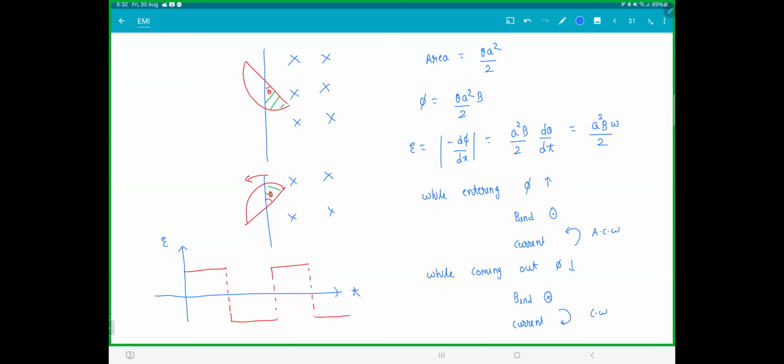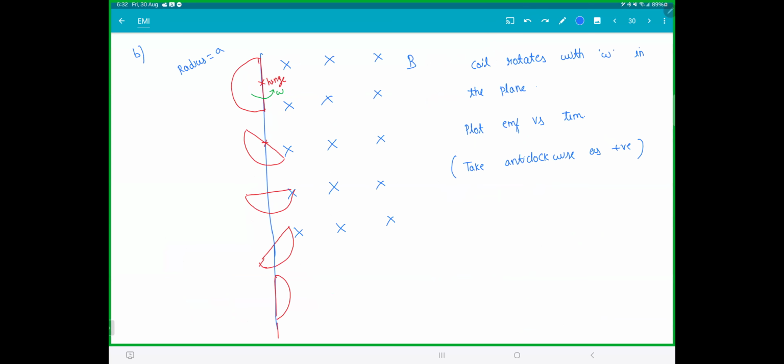Initially, flux is increasing. So B induced will be which way? Out of the plane. So current initially will be anti-clockwise. Yes? No? And it is given anti-clockwise as positive. So what's the problem exactly? Or did I do some mistake here?